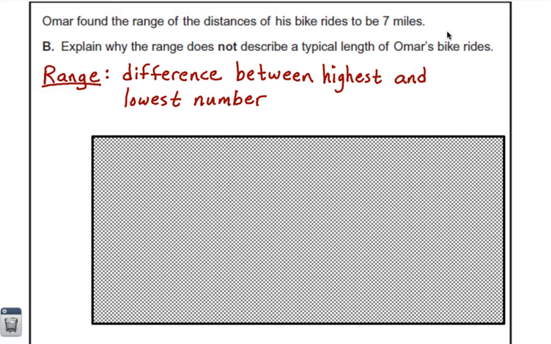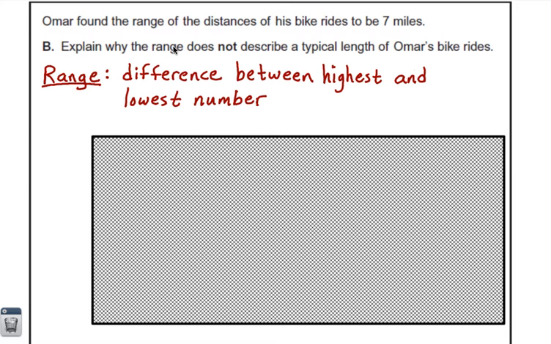And the question asks, explain why the range does not describe a typical length of Omar's bike rides. That's kind of a general thing. In general, when you find the range of a data set, why would that value not necessarily represent a typical number in the set? And you know what? I don't know what to say about this. I'm not a big fan of what they're asking here. Explain why the range does not mean what it means. Well, because it means something else. I don't know what to say.